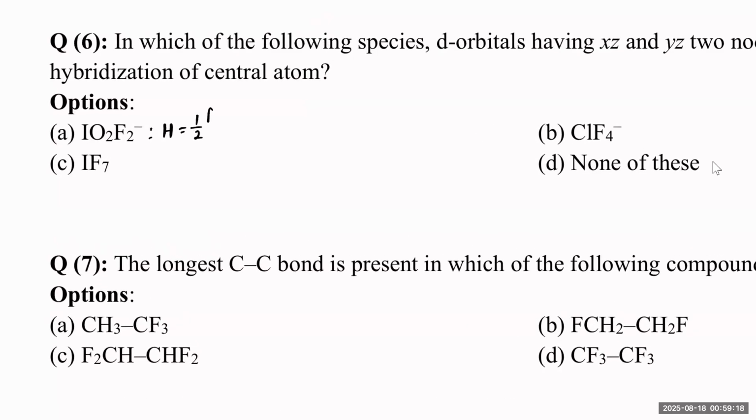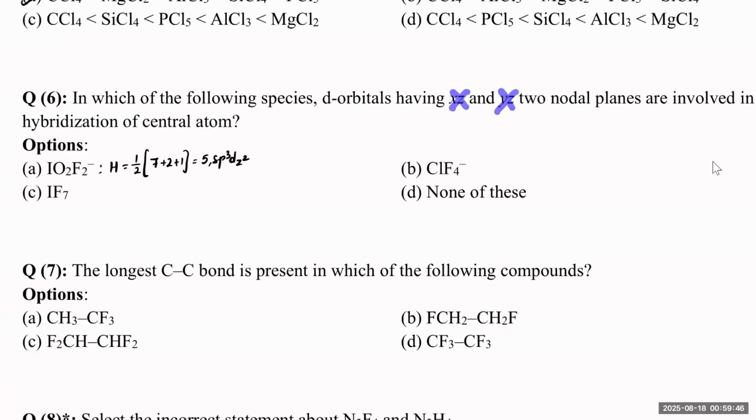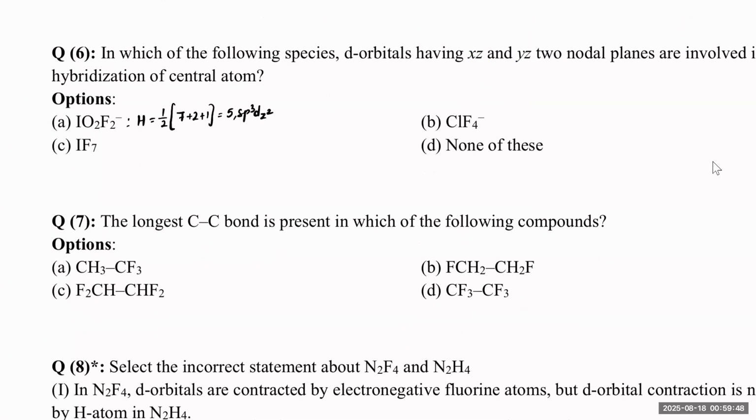Steric number is half into 7 plus 2 plus 1. So how much is it? 5, which means it is sp3d. Now, have you noticed there are 4 atoms, 5 connections, which means one should be a lone pair, correct? And what kind of d must be involved here? This is usually dz square. So are we involving any xz and yz orbital here? No, we are not using these orbitals, correct?